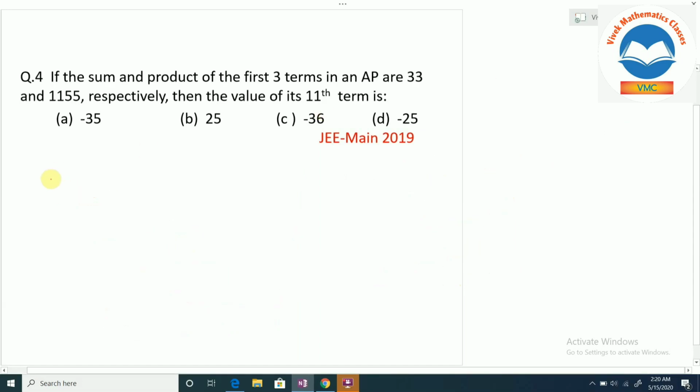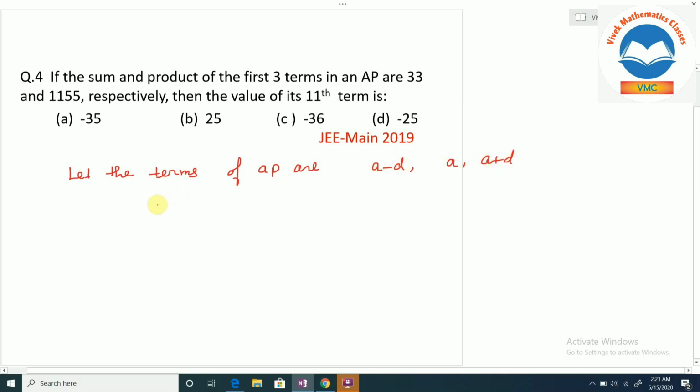Next question. If the sum and product of first 3 terms of an AP are 33 and 1155. They have given 3 terms, so what we will do? We will assume the 3 terms of the AP are A minus D, A, and A plus D.